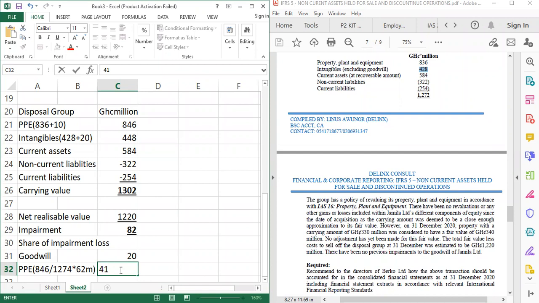Before, it's the 1274. How did you get the 1274? It is a PP figure, because the remaining impairment will be shared among the PP and then the intangibles. So the PP new figure is 846. The intangibles, excluding goodwill, is 428. So you add it, then you share the impairment in that ratio. So it will be 846 divided by total times 62. I mean, the goodwill was 20, so the goodwill will take all.